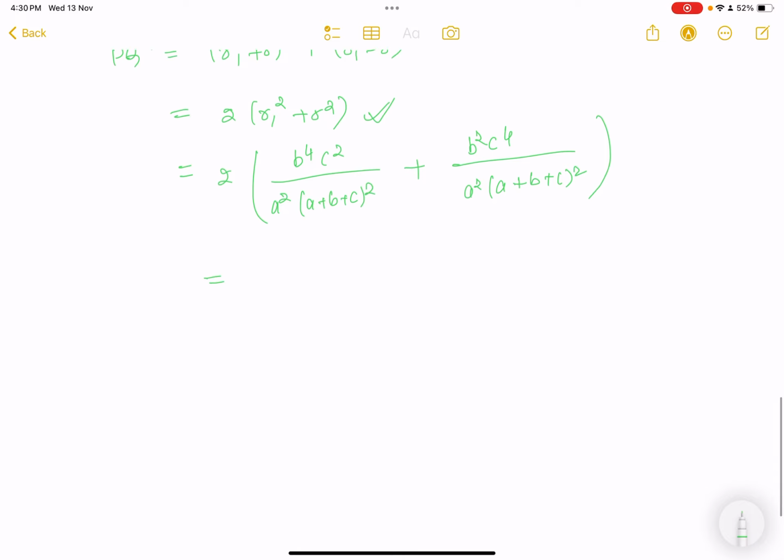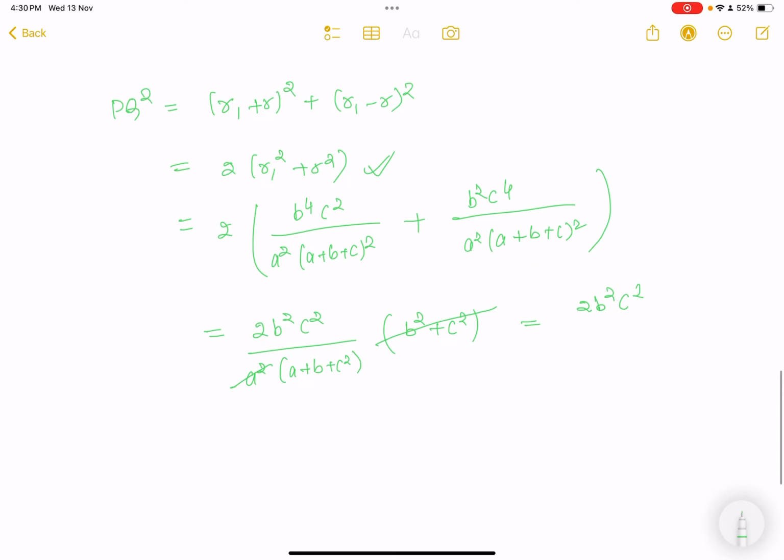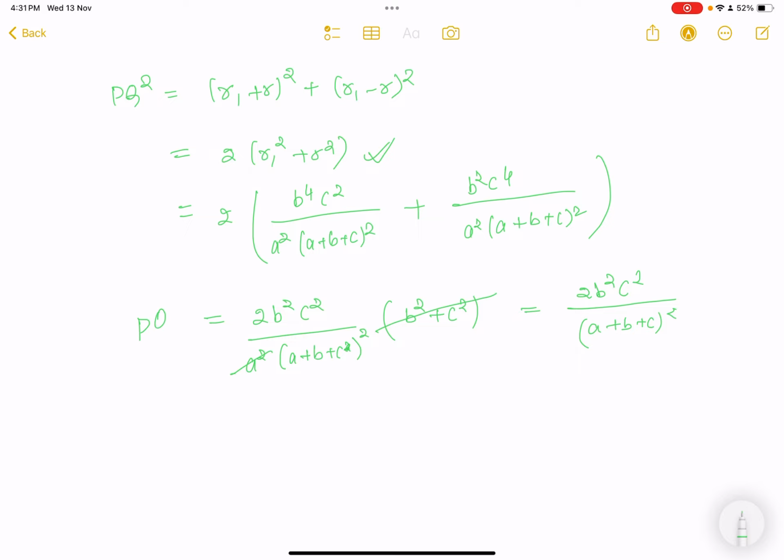So this will be twice of, B square C square will be common, B square C square by A square into (A plus B plus C) whole square, into (B square plus C square). But B square plus C square is A square, so this and this will get cancelled. So 2 B square C square upon (A plus B plus C) whole square. So this is PQ square.